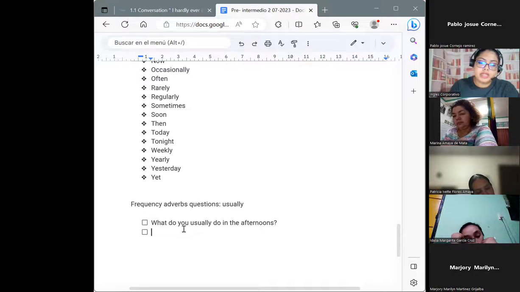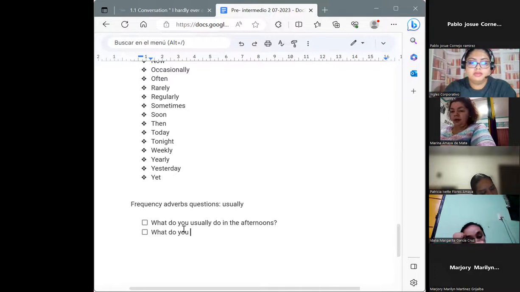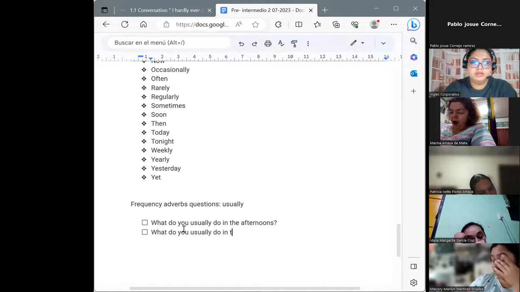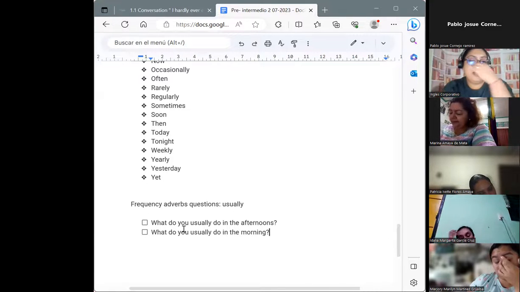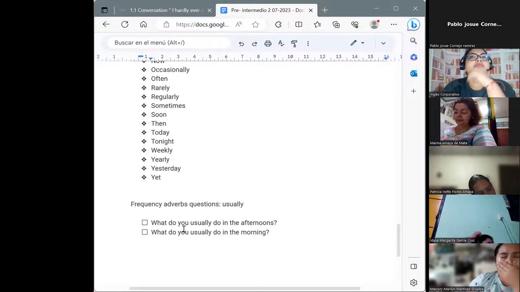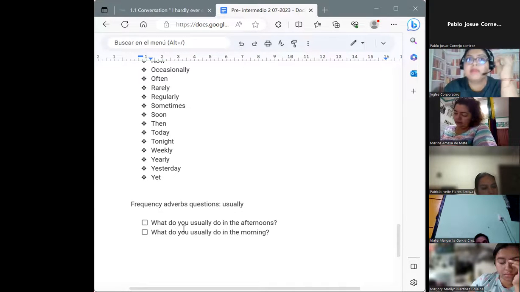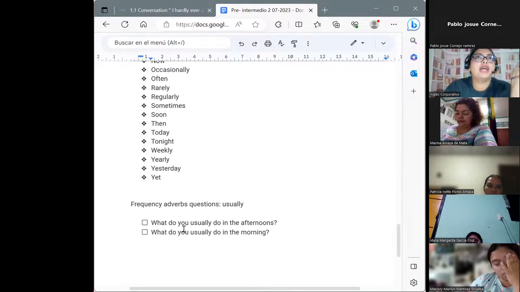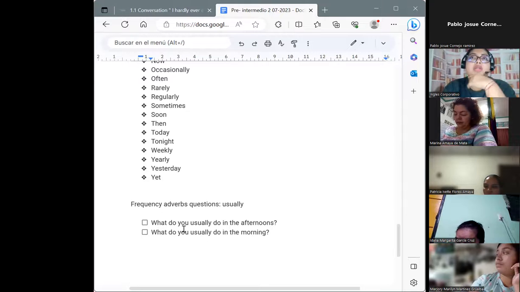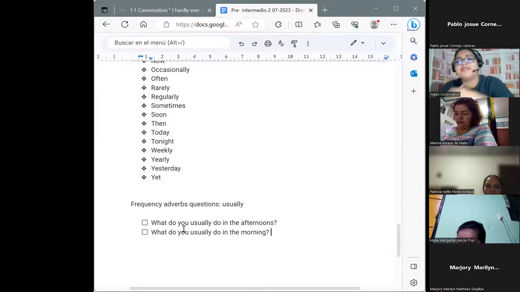Next one. What do you usually do in the morning? Oh, I usually take a bath in the morning because I prefer to do it in the night. That is an example. I usually eat breakfast with my family in the morning. I usually read the newspaper. I usually do exercise. We can have different things to answer these kind of questions.